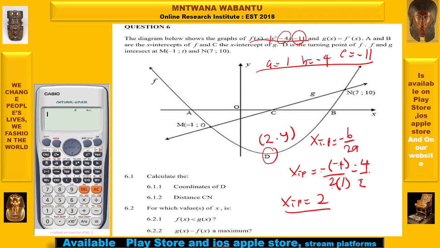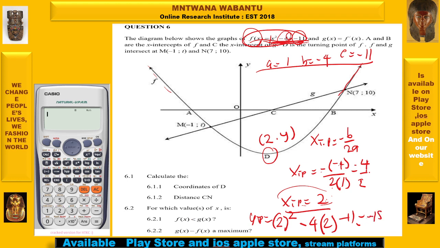Now to get the y at turning point, make sure you write this as part of your solution. Take this equation, because remember this turning point is lying on this parabola. So take this value of x at turning point and substitute it in the given parabola equation. So y at turning point means f of x, so y equals, in the position of x, we plug in this 2 here, squared, and then minus 4 times the value of x which equals 2, and then minus 11. Let's plug it quickly in the calculator. It's going to give you negative 15.